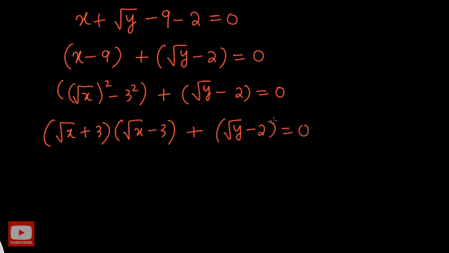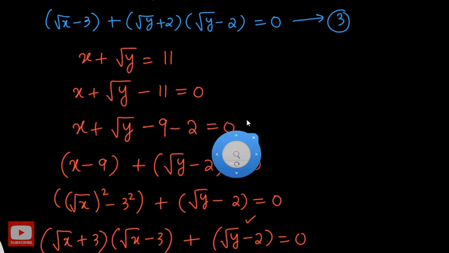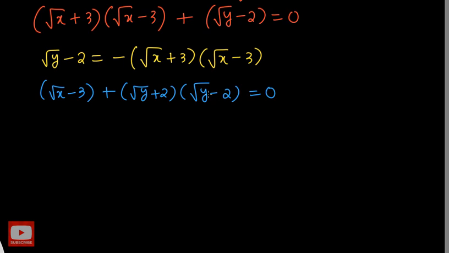Now from here I want to find out what is root y minus 2. I want to find out this expression. So we have to bring the rest of the terms to the right side. So I get root y minus 2 equal to minus of root x plus 3 times root x minus 3. Why did I get root y minus 2? Because in the earlier equation we had a term root y minus 2, right? So I have this equation written here for you.